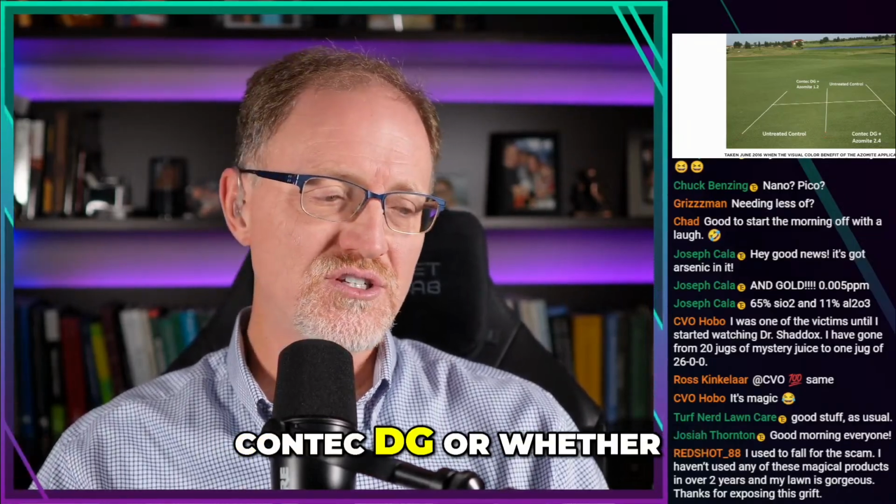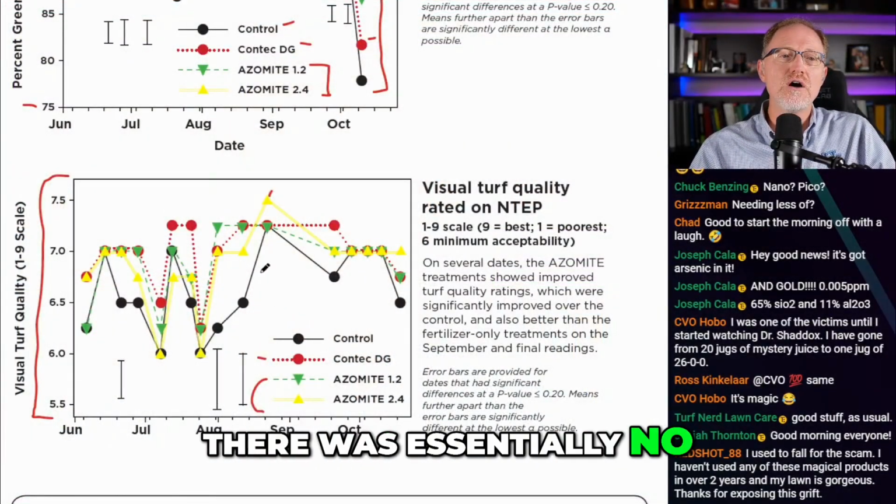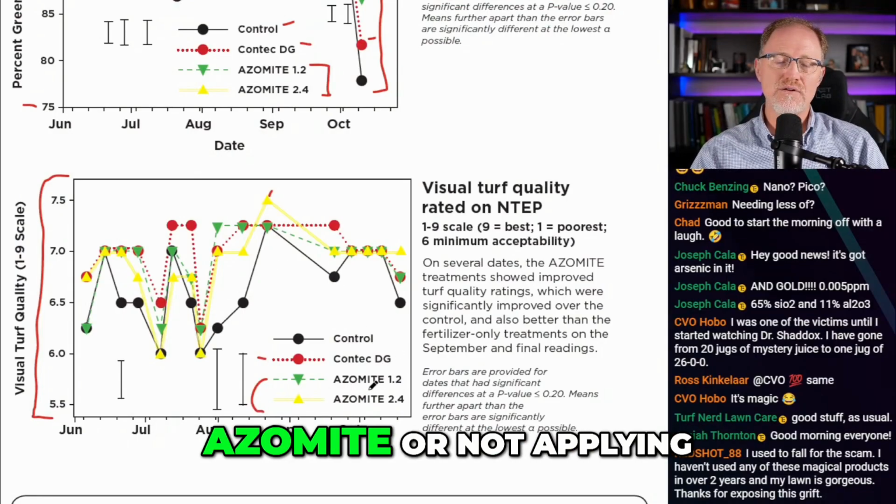Whether it was with contact DG or whether it was with the control, there was essentially no difference from applying the azomite or not applying the azomite.